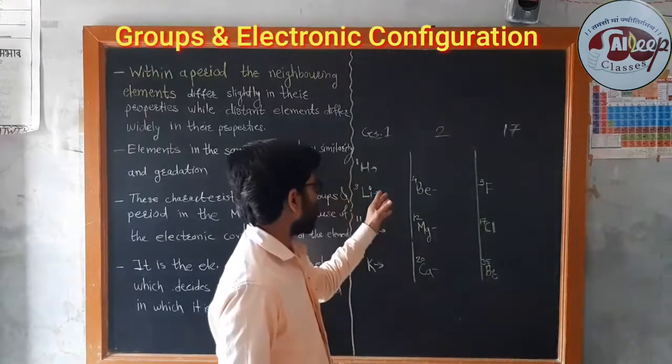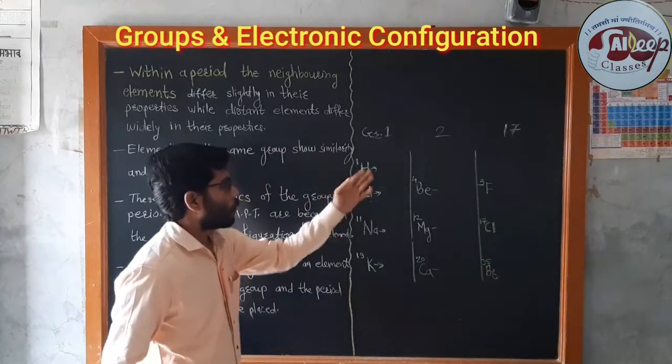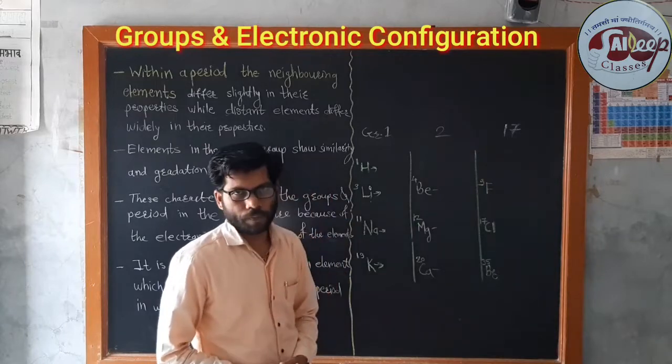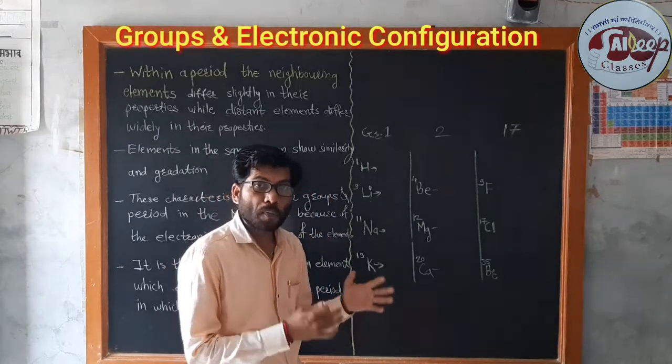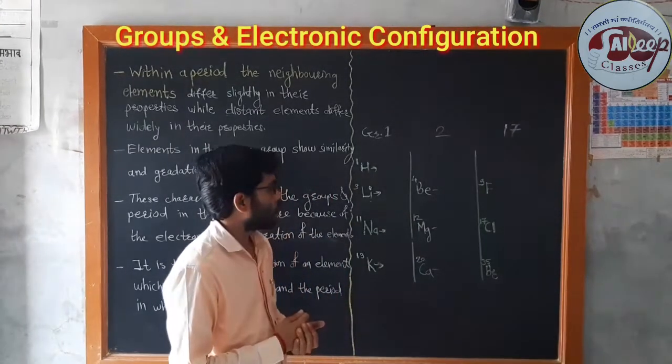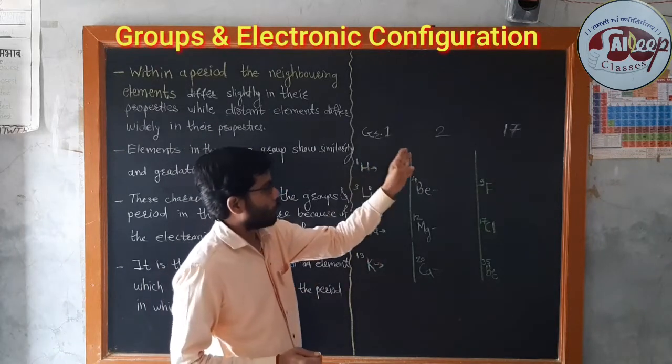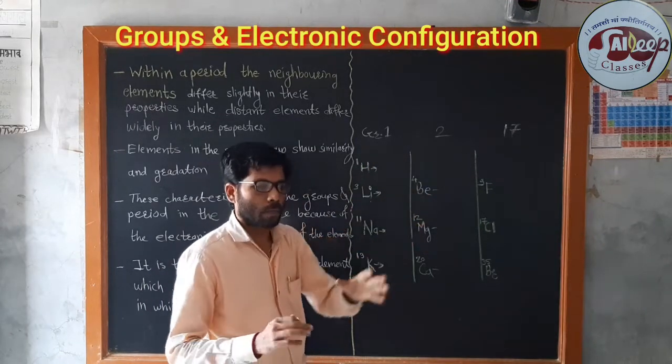Now, we see these examples: first group, second group, 17th group. Our point is groups and electronic configuration of the elements. So, we will take the first group, second group and 17th group for example.